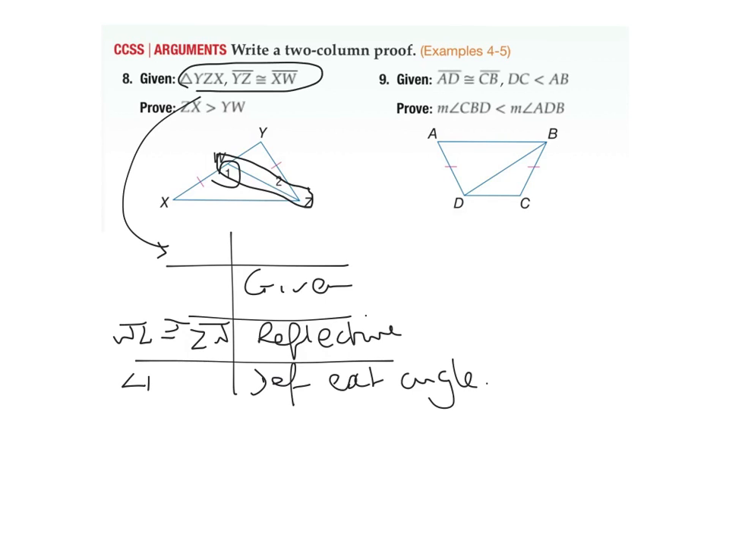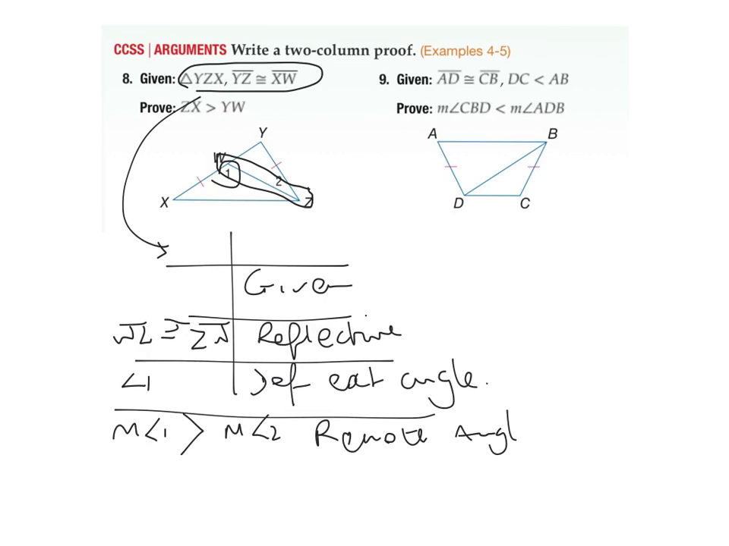Okay, and how do we finish up? Well, we know that the measure of angle 1 must be greater than the measure of angle 2. That's as far as we need to know, and that's the remote angle theorem, remember that. And then finally we've got a last one to come. How are you going to prove it? Well, this is a side angle side inequality. Okay, and what do you know?